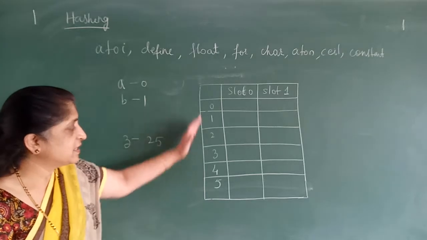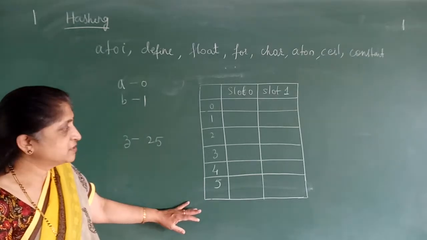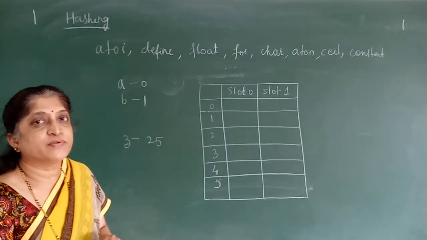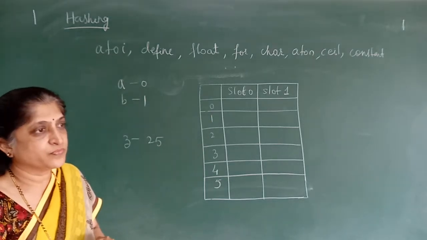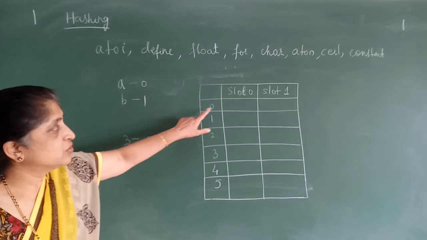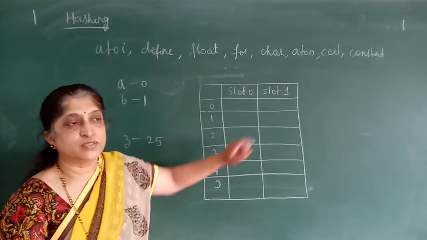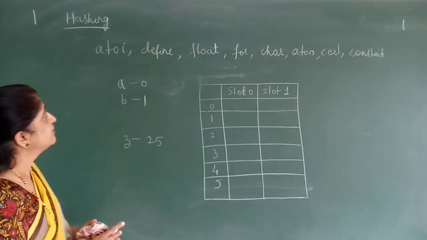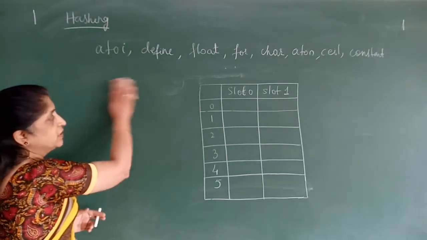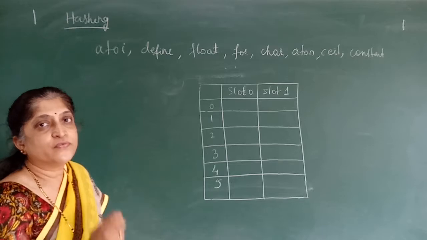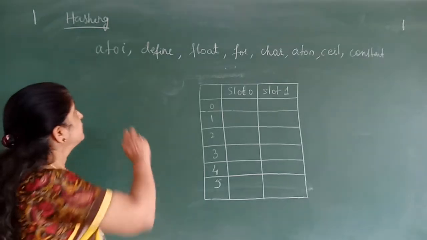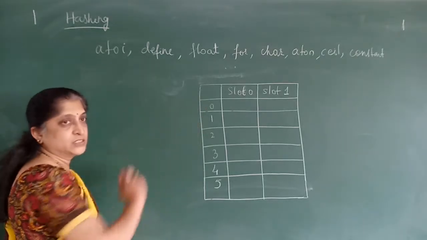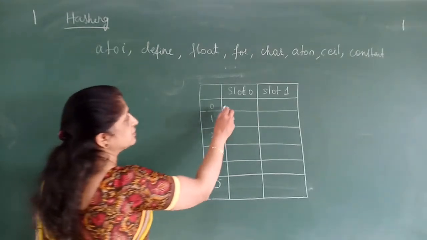Here I just have an example of 6 buckets, and these are the reserved words of the C language which I want to store. Every bucket can store 2 reserved words. Now let's see how to insert them. The first word I have is auto. Auto is a reserved word in C, and the first letter of that is A. I map it to bucket 0. I store auto here.